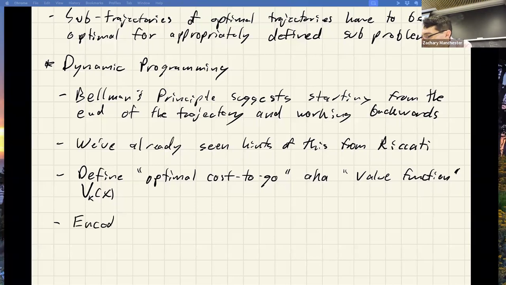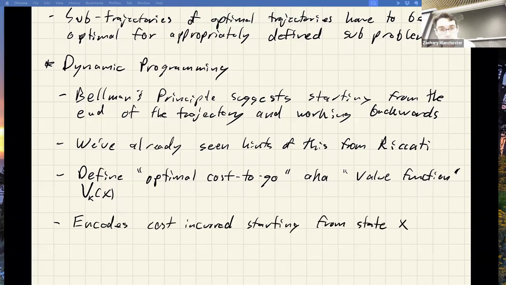So it encodes the cost incurred starting from state x at time k if we act optimally.